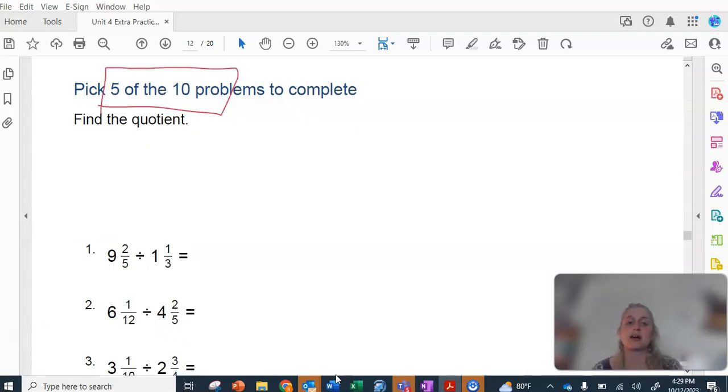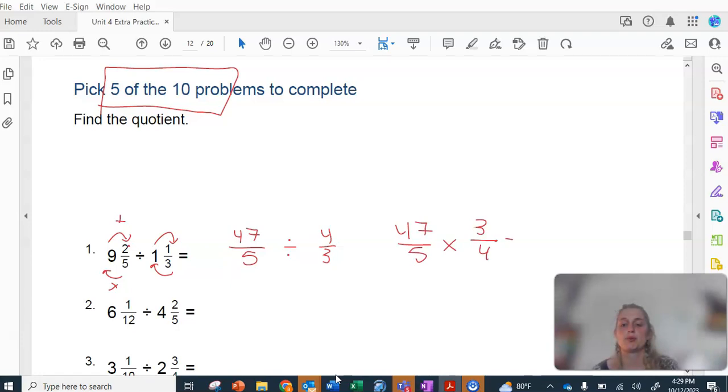And then on the back, read the directions. Pick 5 of the 10 problems to complete. You do not need to do all 10. You do need to change them first into improper fractions. 9 times 5 is 45. No, that's not true. Yes, that's true. Plus 2 is 47 fifths divided by 3 times 1 is 3, plus 1 is 4. And then you're going to keep, change, flip, and tell me an answer. All right, that's it.